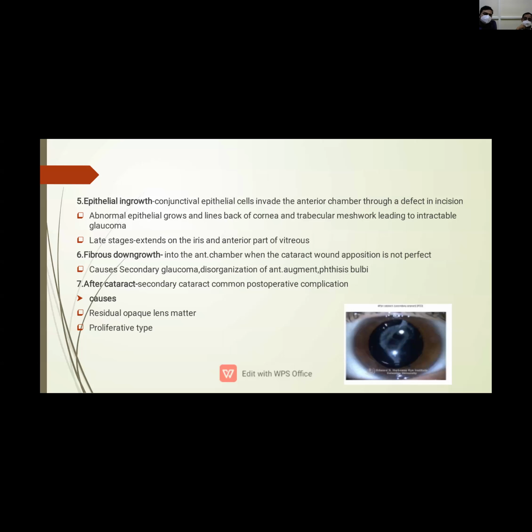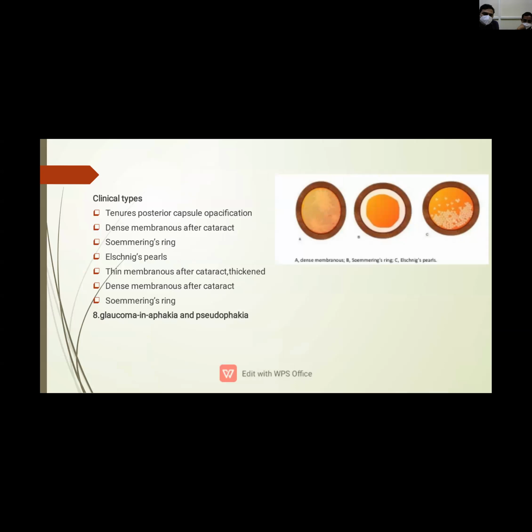Clinical types of after cataract: tenuous posterior capsule opacification, dense membranous after cataract, Soemmering's ring, which is a thick ring of after cataract formed behind the iris between the two layers of capsule. Elschnig's pearls, in which the vacuolated subcapsular epithelial cells are clustered like soap bubbles in the posterior capsule. Thin membranous after cataract is a thickened posterior capsule, and dense membranous after cataract, Soemmering's rings.